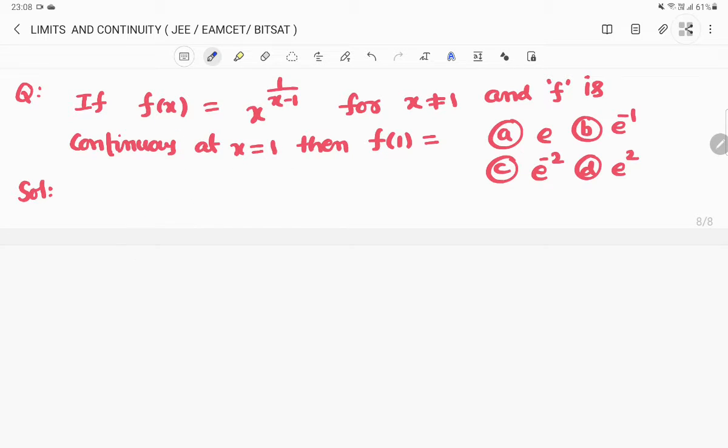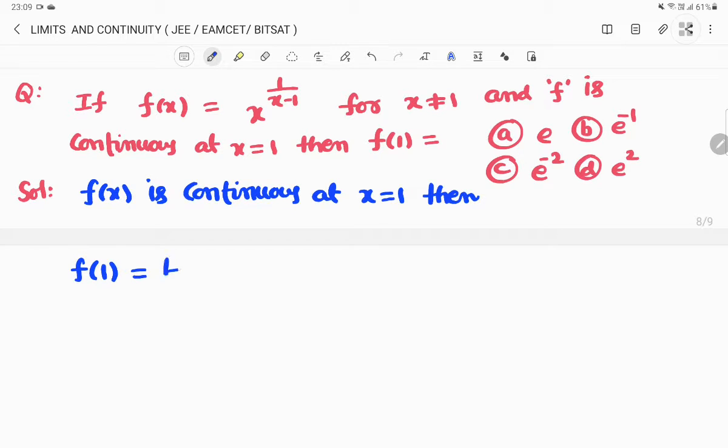So first, f of x is continuous at x equal to 1. Then f of 1 is equal to limit x tends to 1 of f of x. So in place of f of x, substitute the given function: limit x tends to 1 of x power 1 by x minus 1. If we substitute x equal to 1, it reaches 1 power infinity.